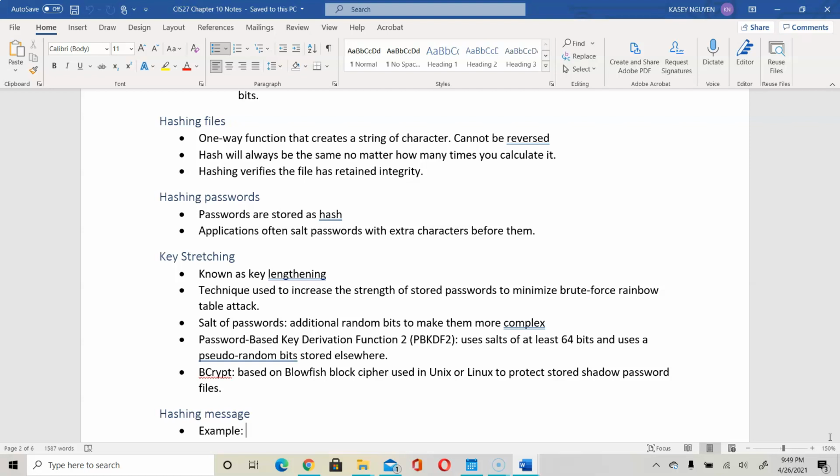Another way we can do this is to implement bcrypt, which is based on the Blowfish block cipher, which is used in Unix and Linux systems. That's used to protect the stored shadow password. In a Linux or Unix-based operating system, the password is stored in shadow password files. In order to protect the shadow password files, we would then implement encryption or cryptography technology, such as the Blowfish block cipher, to protect those files.